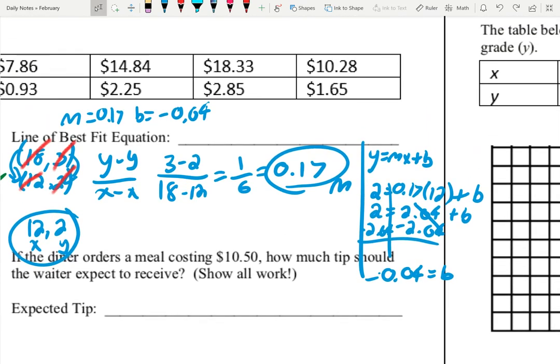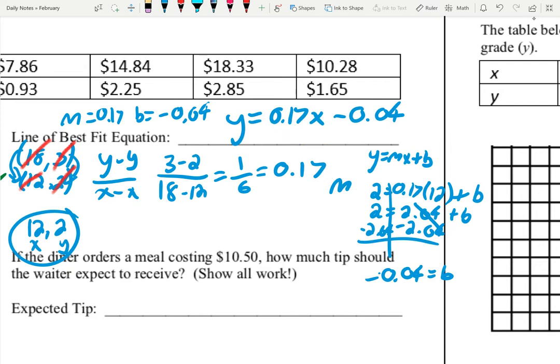So I can make my equation. Remember, my equation is just plugging in the m and the b value into y equals mx plus b. So this would be y equals 0.17x, because that's my m, plus, or which I guess should just be in this case minus 0.04, because that's my b value. So I got my mx plus b. Again, but it's minus since it's a negative number. So that is my final answer right there.